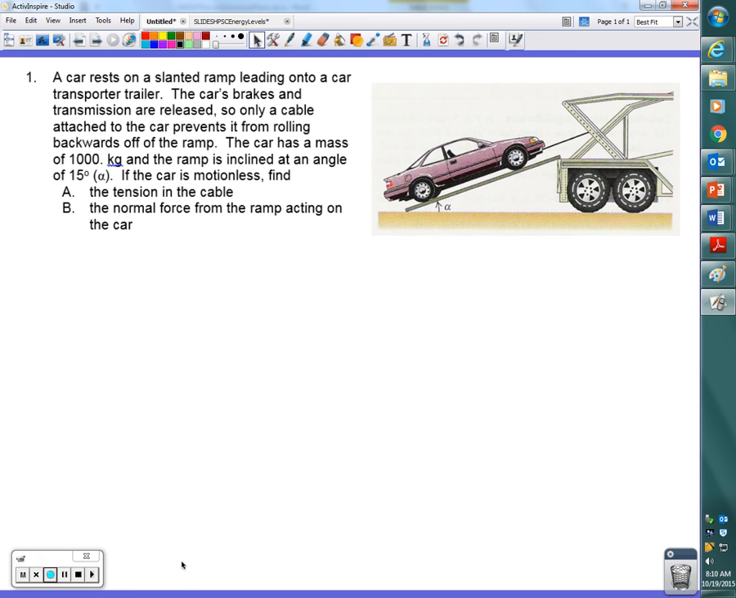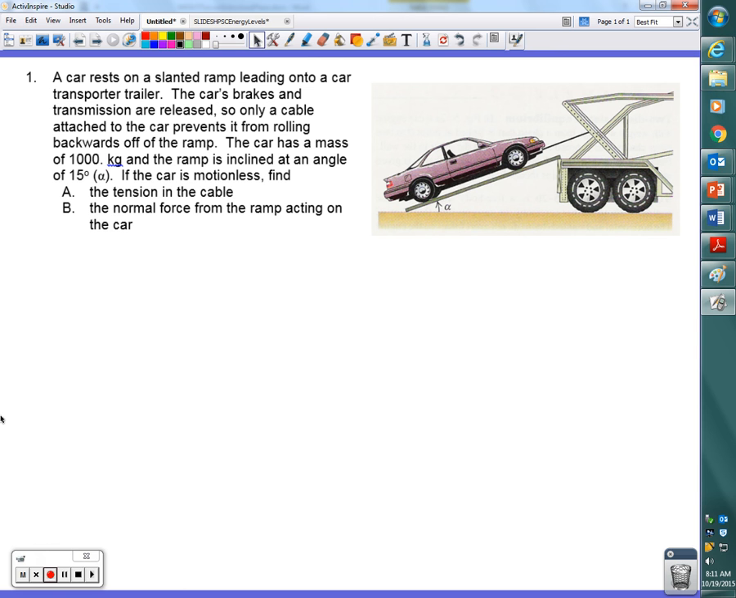Alright, so it says, a car rests on a slanted ramp leading onto a car transport trailer. The car's brakes and transmission are released, so only a cable attached to the car prevents it from rolling backwards off of the ramp. The car has a mass of 1,000 kilograms, and the ramp is inclined at an angle of 15 degrees, which is represented by this letter alpha here in the picture. This book chose to use alpha. That's a lowercase alpha. It just represents the angle.